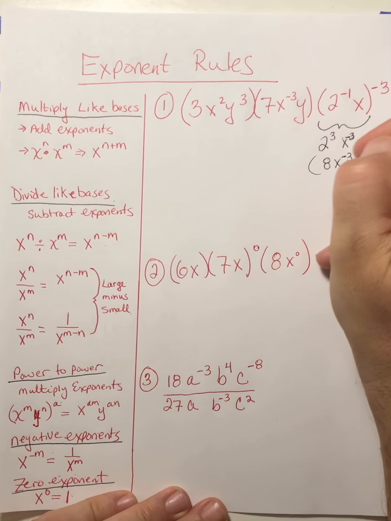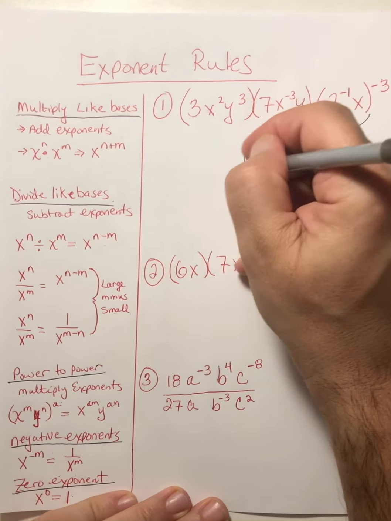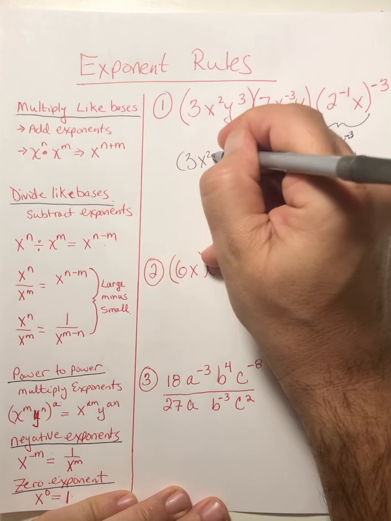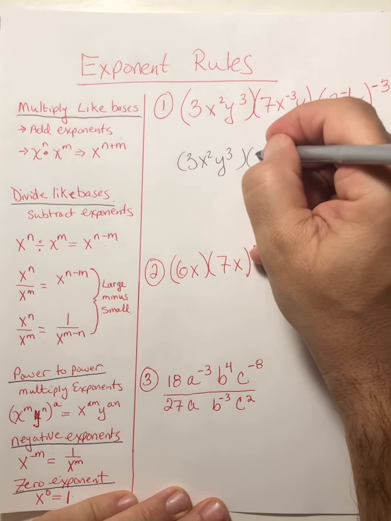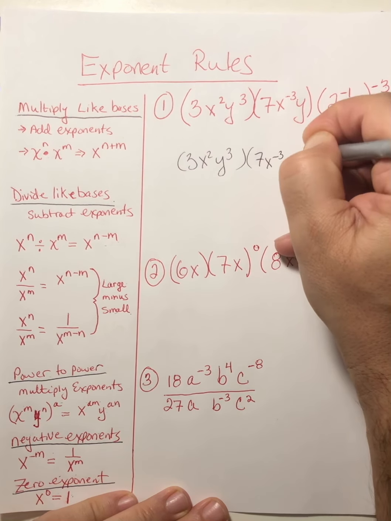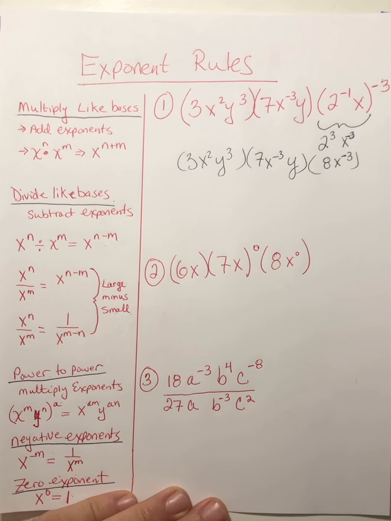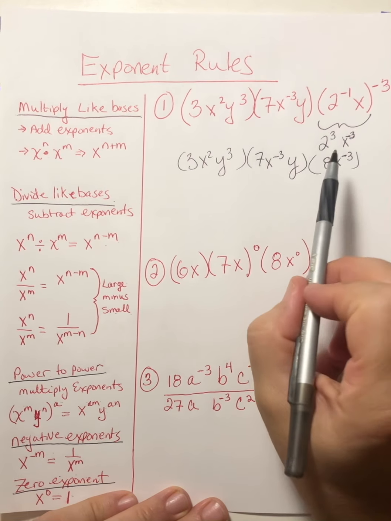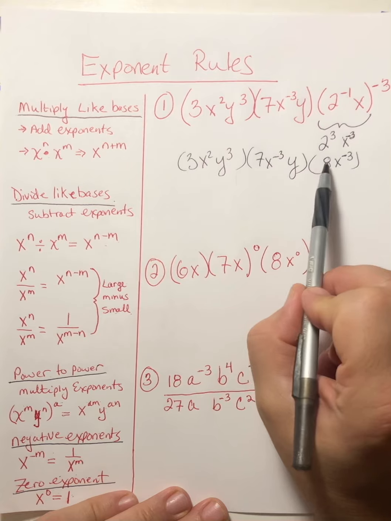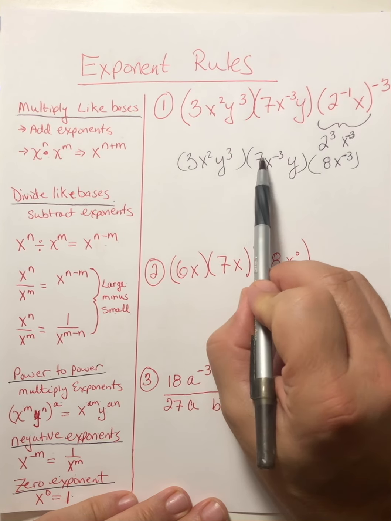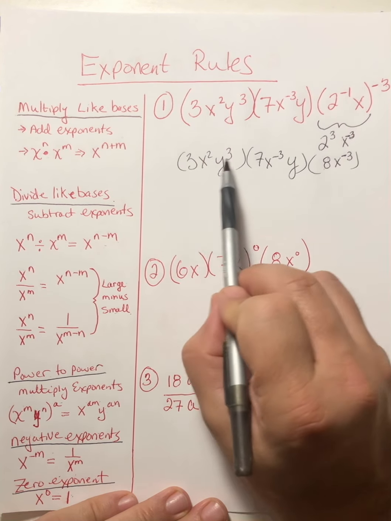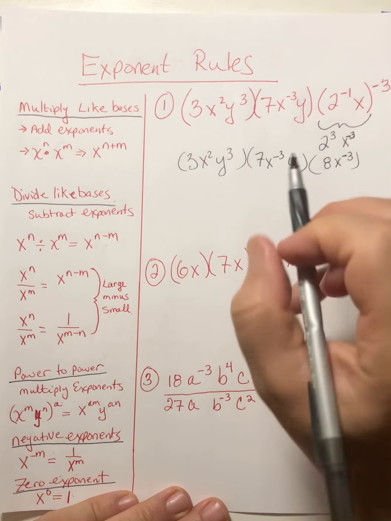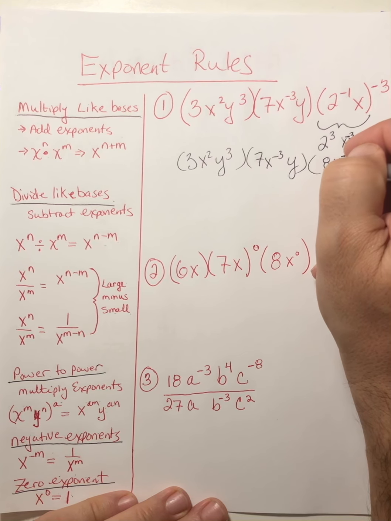Now I just have to multiply everything else out. 3x squared, y to the third, 7x to the negative 3y. And I'm going to follow my rules. We start by multiplying the coefficients together. So it's 3 times 7 times 8. So that's 21 times 8. That's 168.